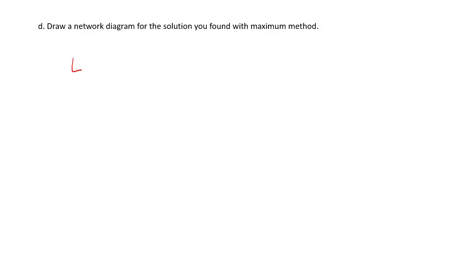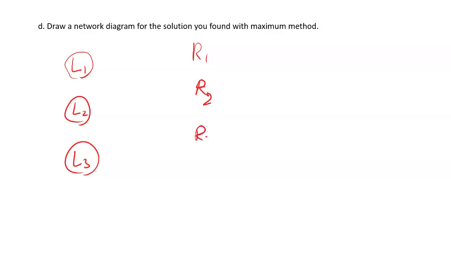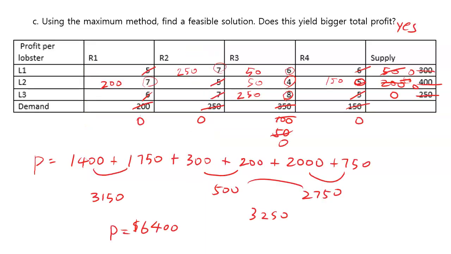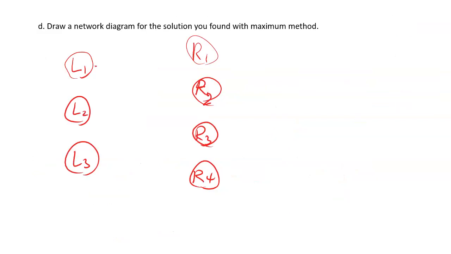Okay, so I'll have to go back and forth. We have L1, L2, L3 as the suppliers, and you have 4 restaurants, R1, R2, R3, R4. Let's go back and see what it has. So first, L1 sends 250 to R2 and 50 to R3. So let's do that. R2, 250, R3, 50.